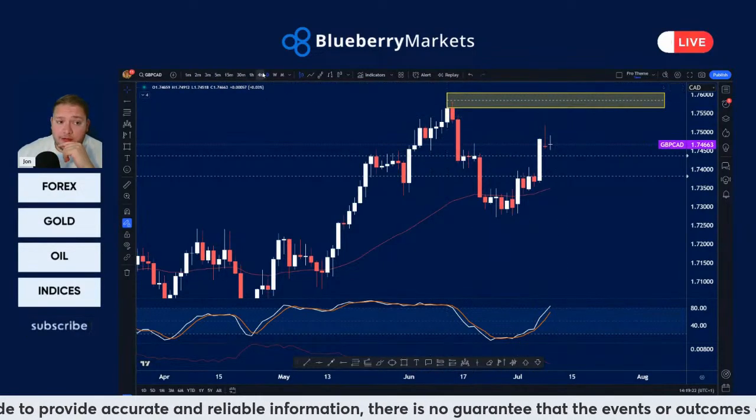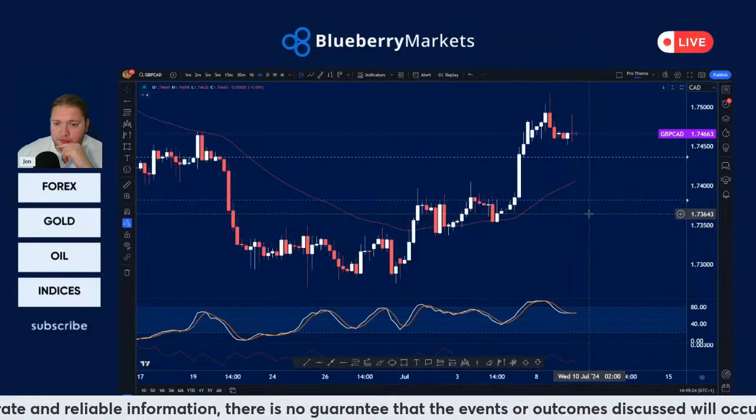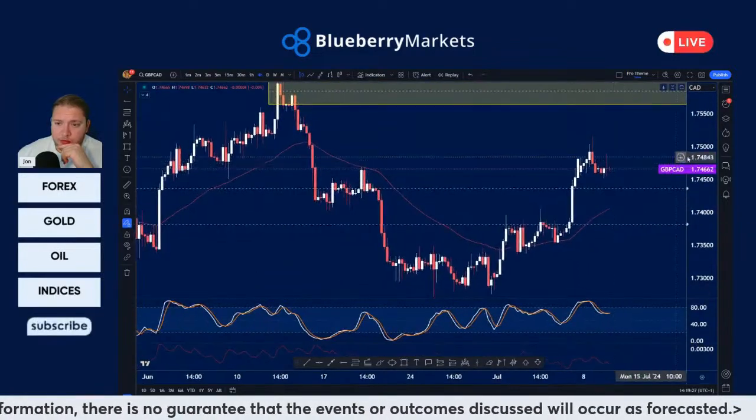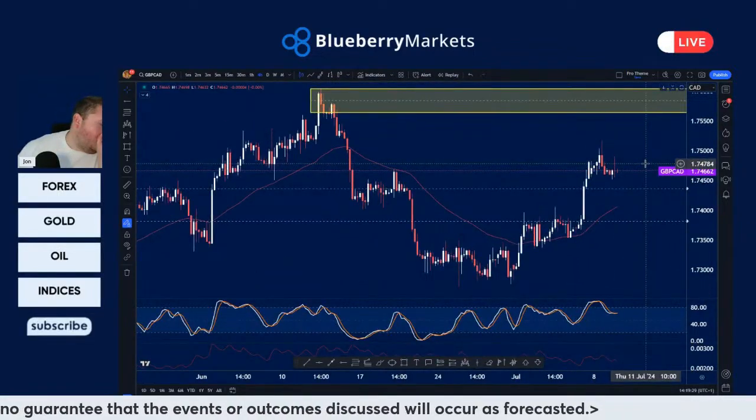I'm actually looking to see immediate targets up at 175.50. So if I go down to the 4-hour time frame, all I'm trying to look for then is those key areas of support and resistance to work with.